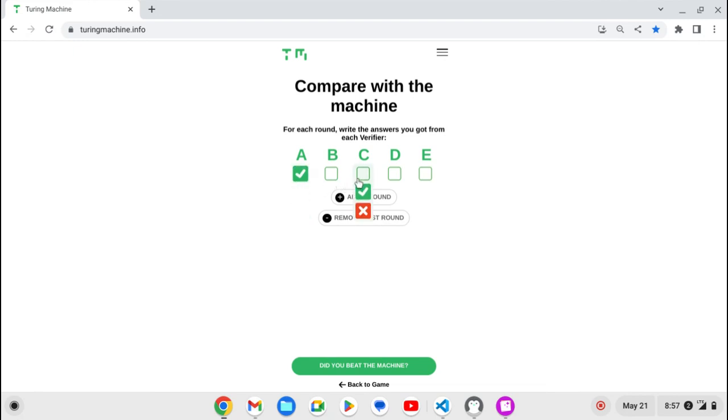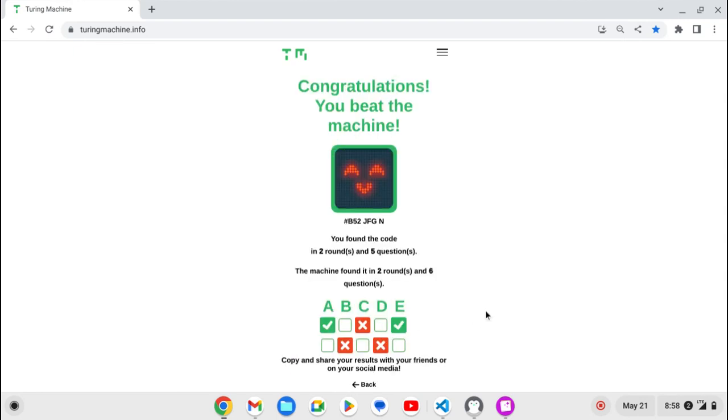A, C, E, and we did B and D, and those were also incorrect. And let's see. All right, fantastic. So we beat the Turing machine by 1 question. We both did it in 2 rounds. We just did it slightly more efficiently. So it was a great win.